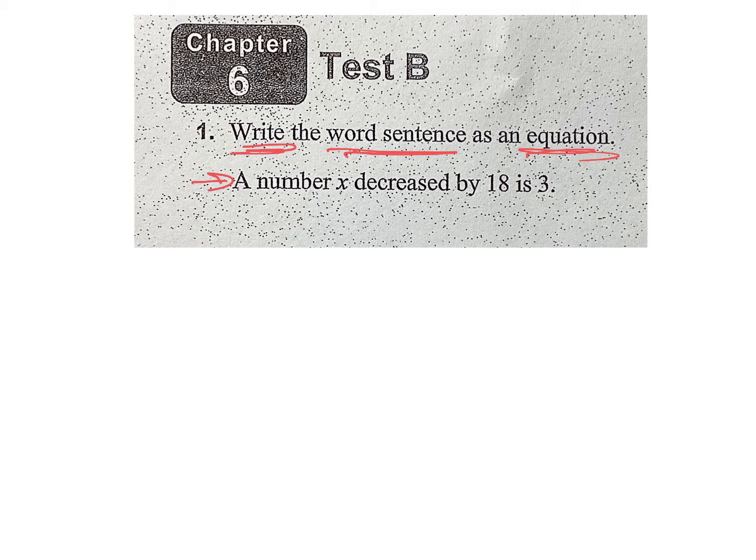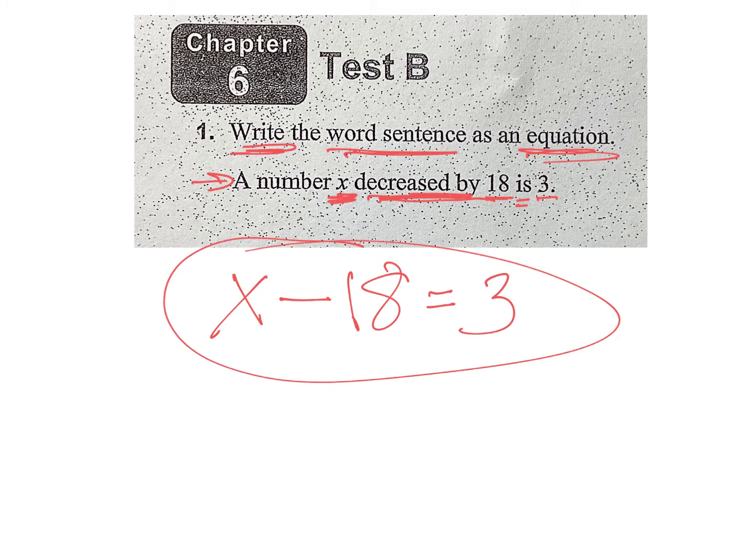So I'm going to look here. I have a number x decreased by 18. Whenever I see the word is, I think of equals 3. So I start with my x because that's what I'm starting with, a number x. What's happening to x? It's being decreased by, which is subtraction, being decreased by 18, and it is 3. Now, we don't have to solve for x. This right here is your answer.